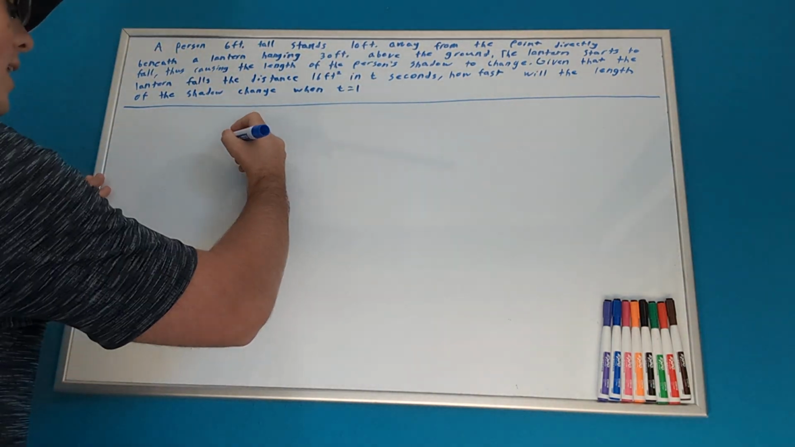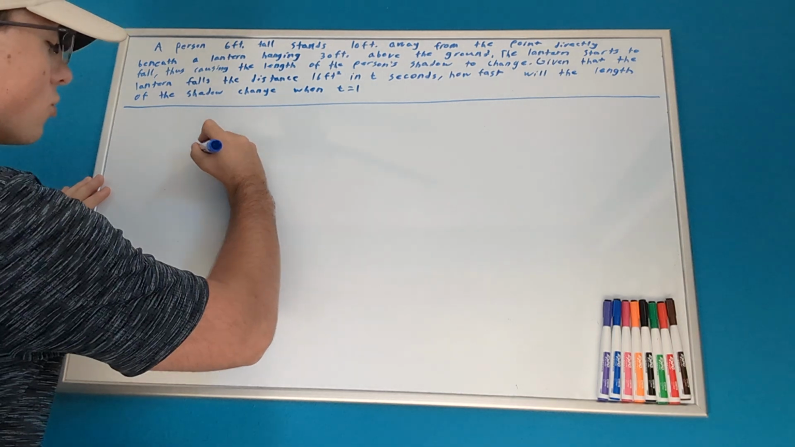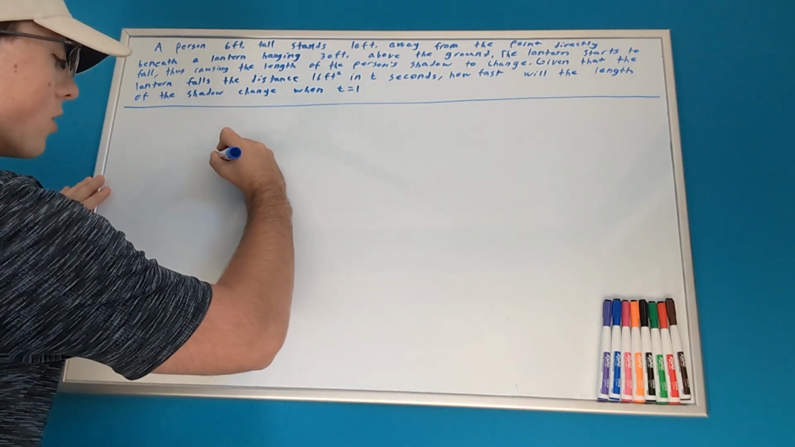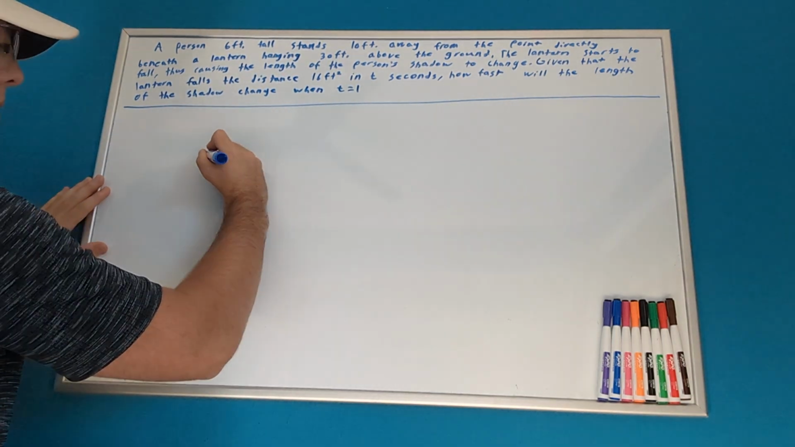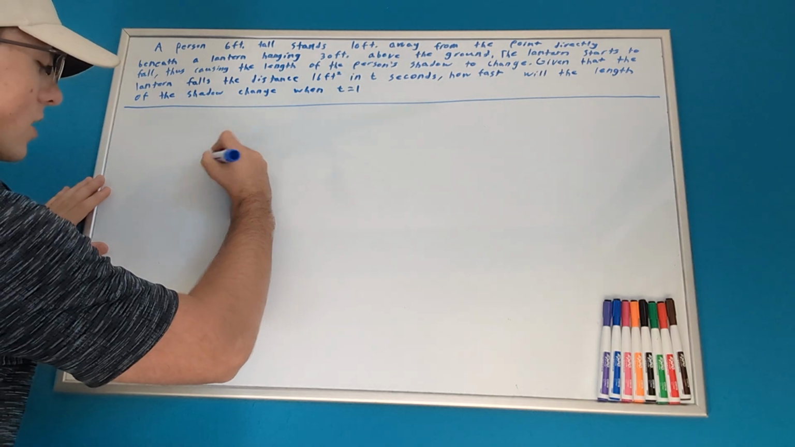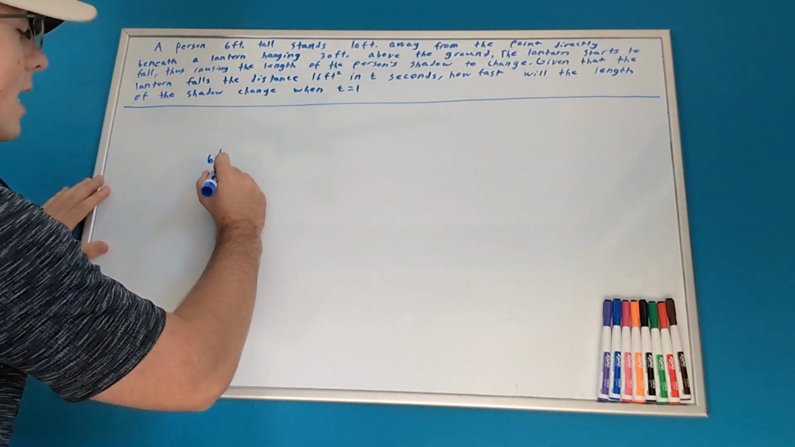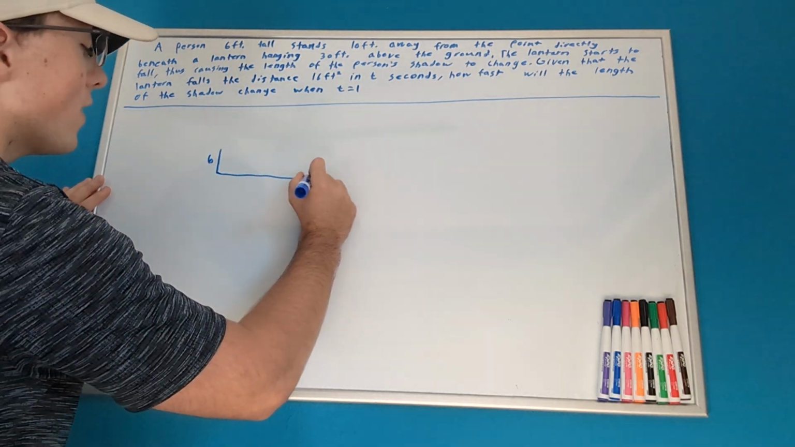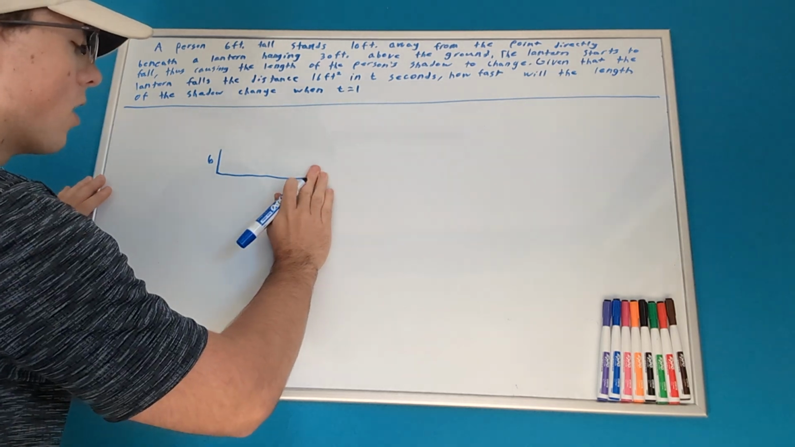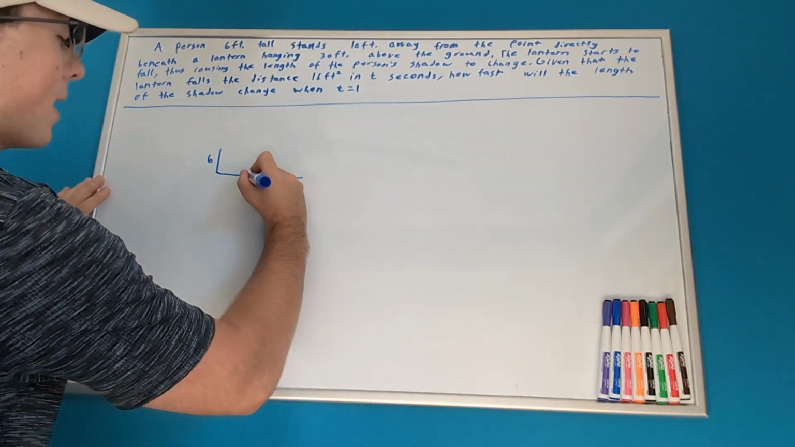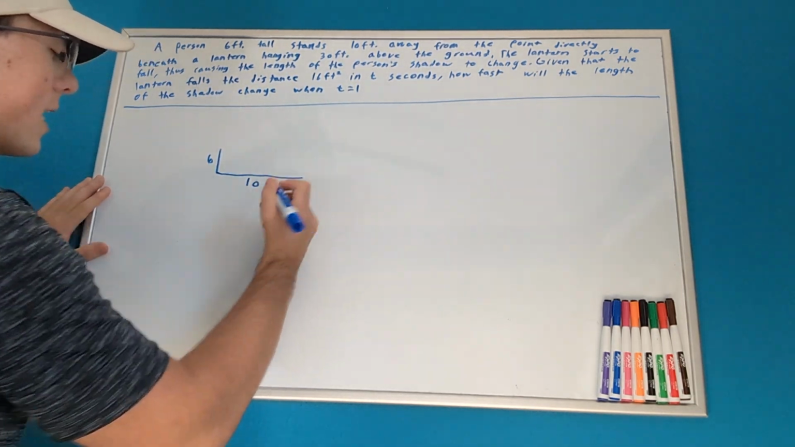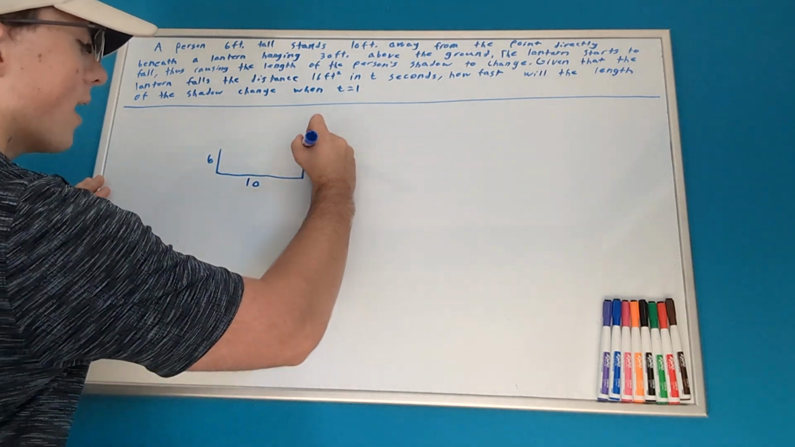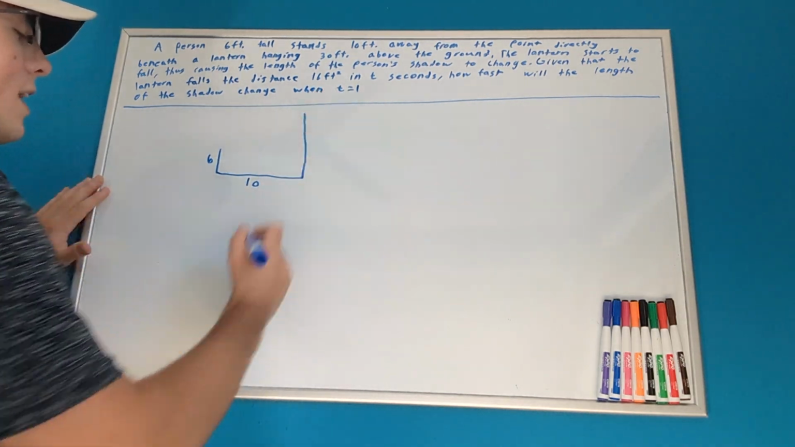So with related rates problems, the first thing we want to do is start with a drawing. So let's start with drawing the situation. So we have our little person here, and he's 6 feet tall. So we're going to write 6 there. And we know he stands 10 feet away from a lantern, right? So 10. And the lantern at t equals 0 is 30 feet high.